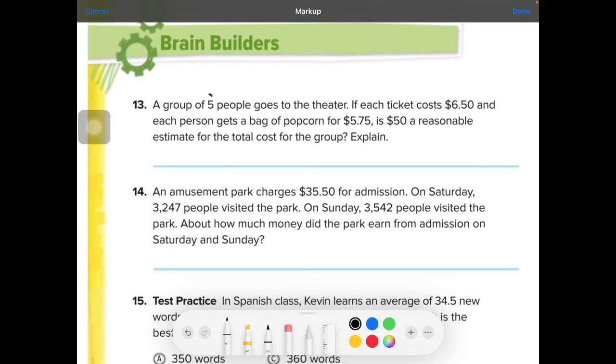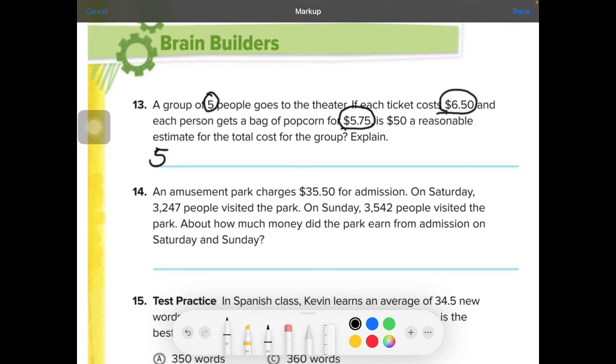Okay, brain builders. A group of 5 people goes to the theater. If each ticket costs $6.50 and each person gets a bag of popcorn for $5.75, is $50 a reasonable estimate for the total of the group? Ooh, let's figure it out. So we're going to have about 5 people. You can set it up like this.